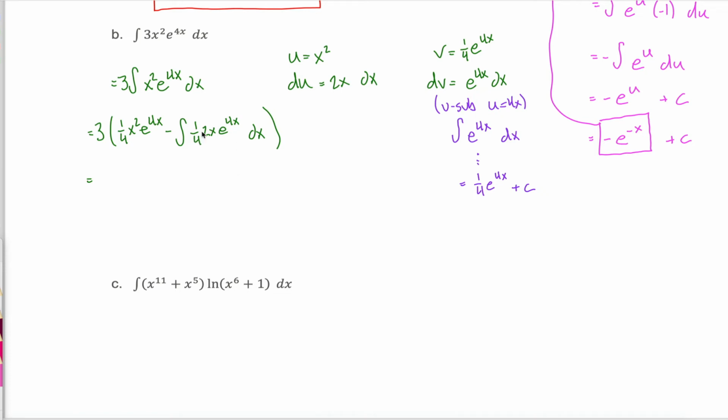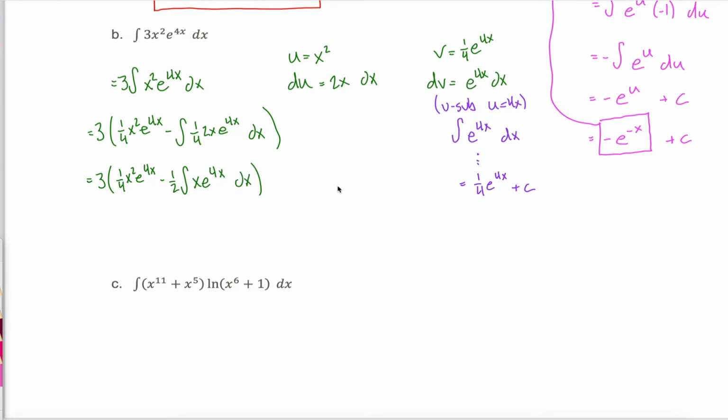I've got a lot of constants floating around out here. Maybe I could pull those constants out in front of the integral. I'm going to leave everything out here alone for now, although if you wanted to clean that up, you could. And then I'm going to think about 1/4 times 2 is just 1/2. I'm going to pull that 1/2 out in front of the integral, so I get minus 1/2 the antiderivative of x e to the 4x dx.